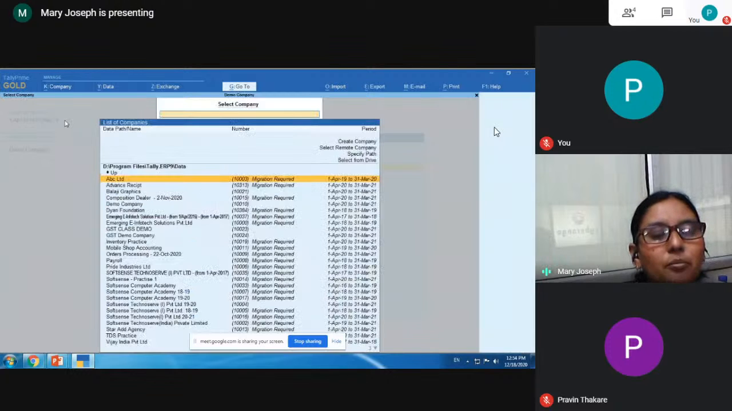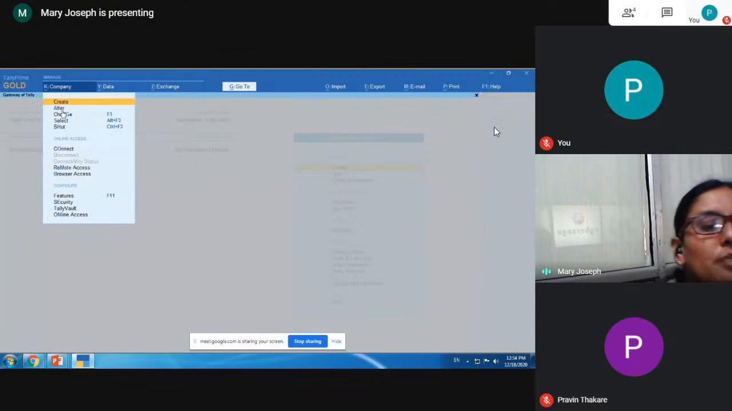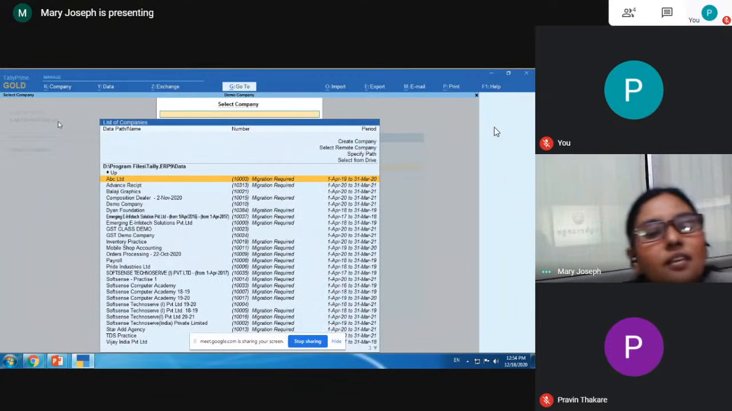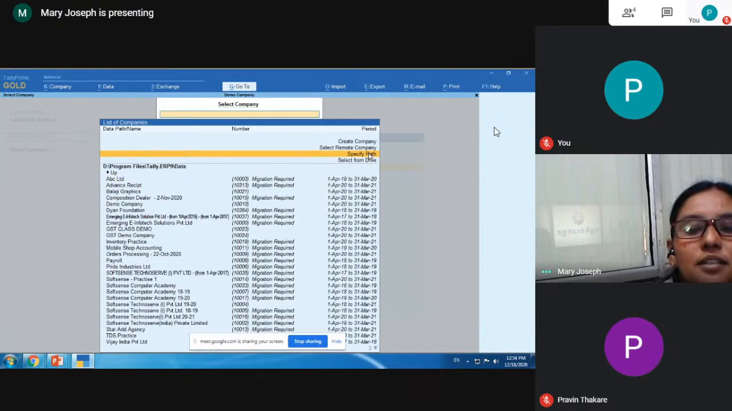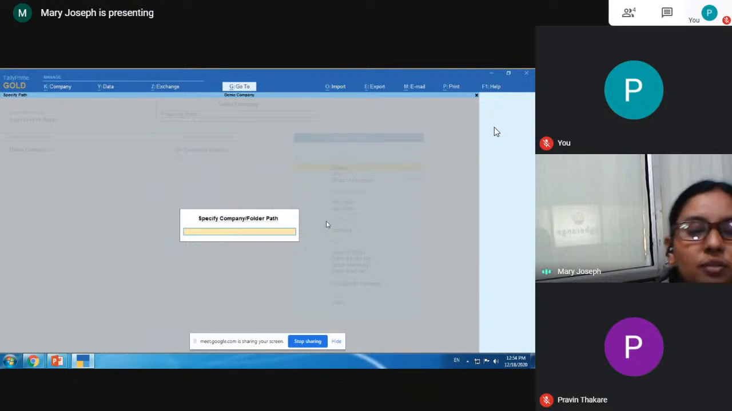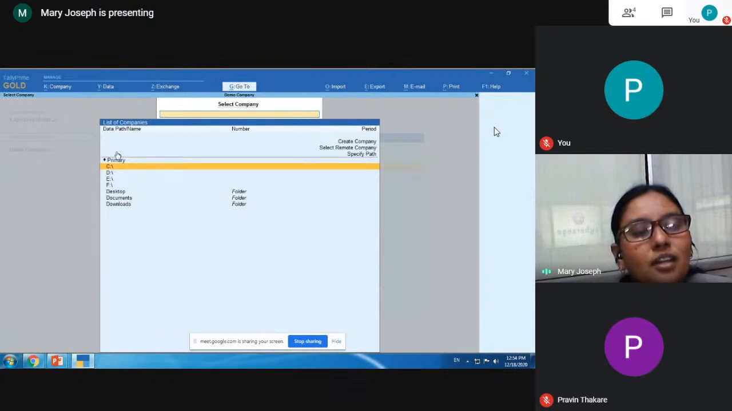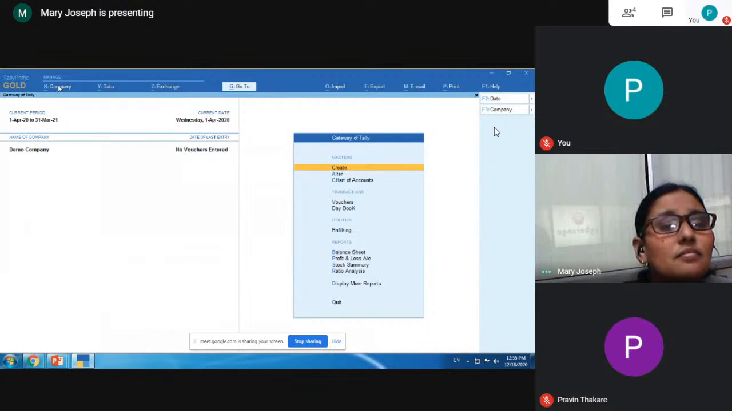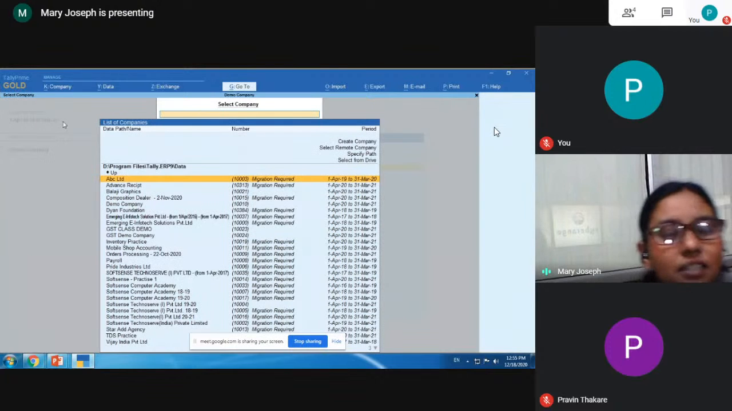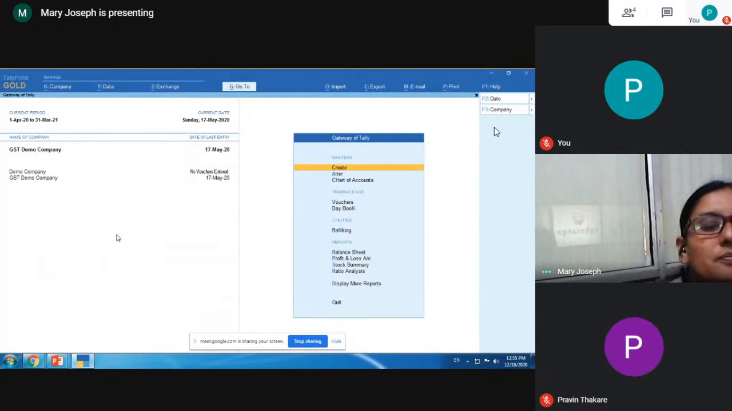I'm selecting another company. You can open another company using a specified path. From the select option you can select the remote company or a specified path. You can select the company from the specified path of the folder or from the drive, C, D, E, F, desktop, documents, downloads. Now I am selecting another company, GST.